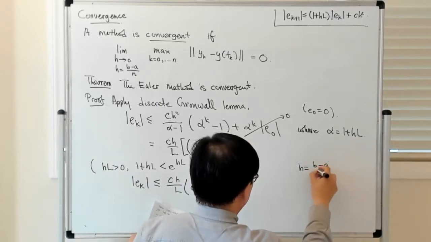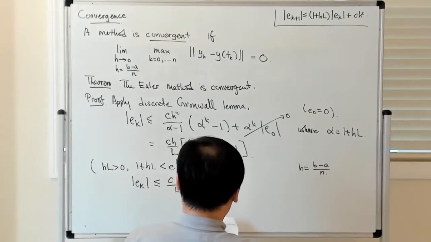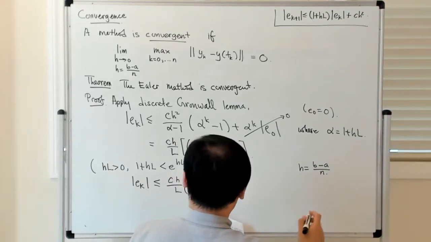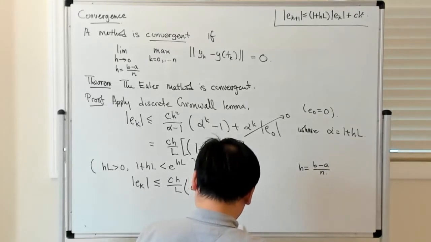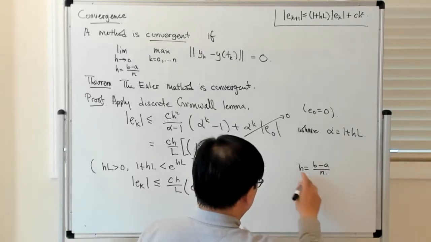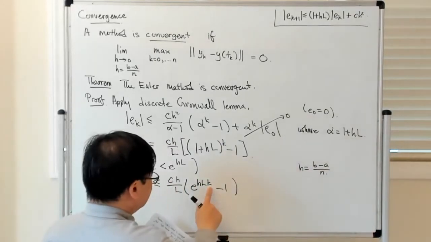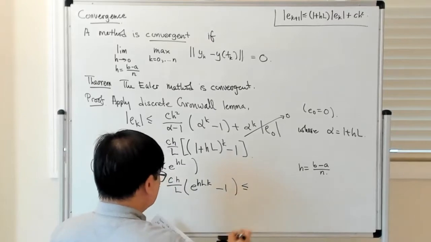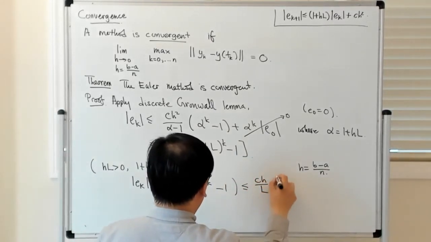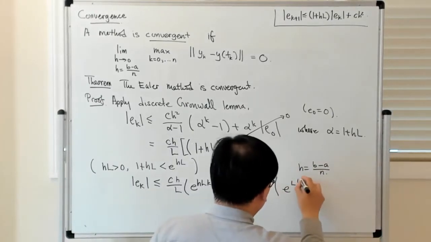But you know that h is equal to (b minus a) over n. So h times n is equal to b minus a, and k is less than or equal to n. So this is less than or equal to C h over L, e to the L times (b minus a).